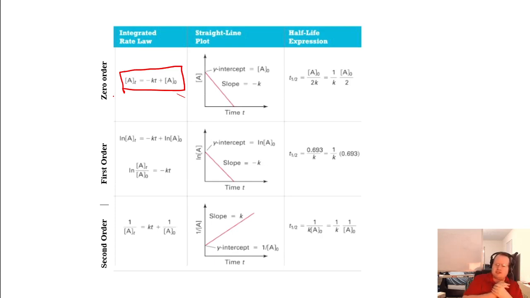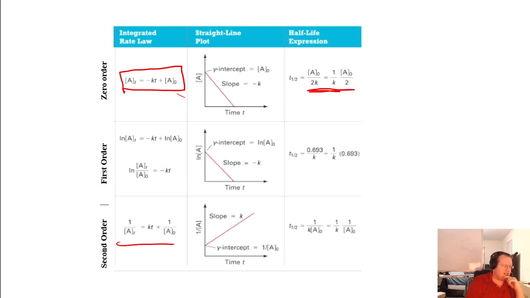That also means that the graph we're going to look for to see if something is zero order is just time versus concentration. That graph should be linear if it's zero order. And then the half-life expression, you could write it either of these ways. They're both fine. It's either initial concentration over 2k or 1 over k times initial concentration over 2. I like the first one better. If you like the second, that's fine. They give you the same answer.